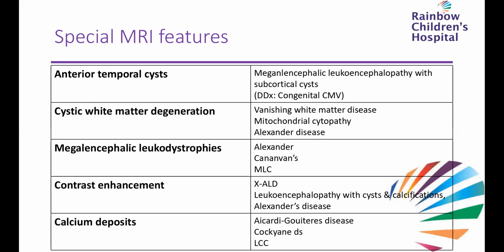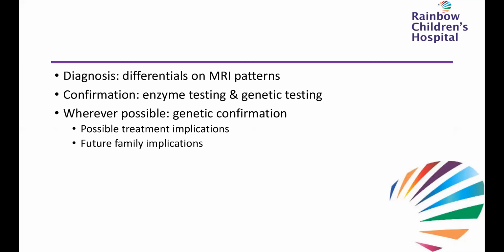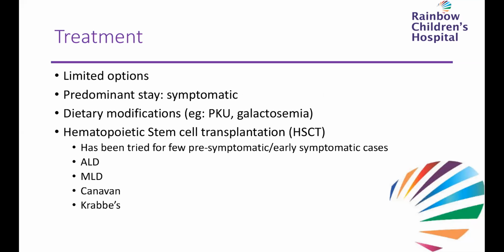So once, on the basis of the clinical findings and the MRI, we will have some differentials on the basis of MRI patterns. And for confirmation, we will require enzyme testing and genetic testing for these kids. And wherever possible, we should always try to get a genetic confirmation for possible treatment implications, maybe now or in the future, and also for the future family implications, because many of these disorders will be autosomal recessive. So we need to give the family a genetic diagnosis so that they can have an antenatal diagnostic plan in place for future pregnancies.